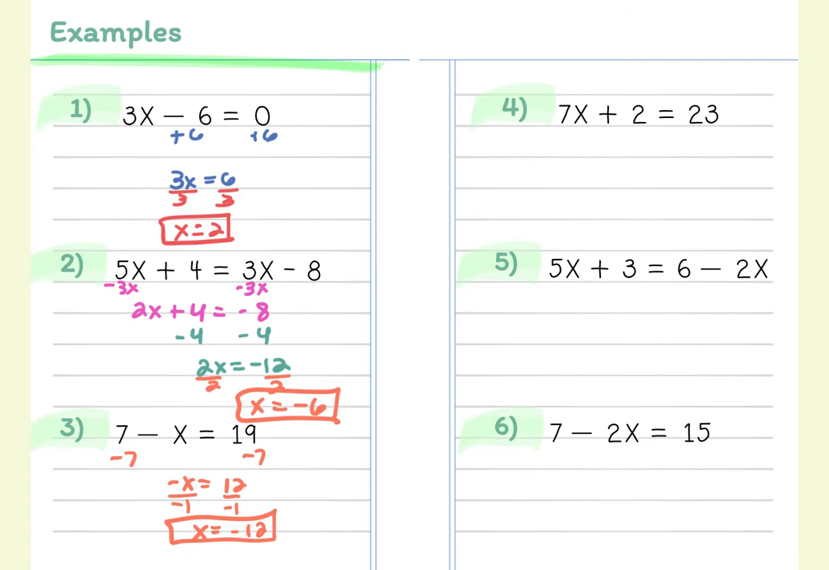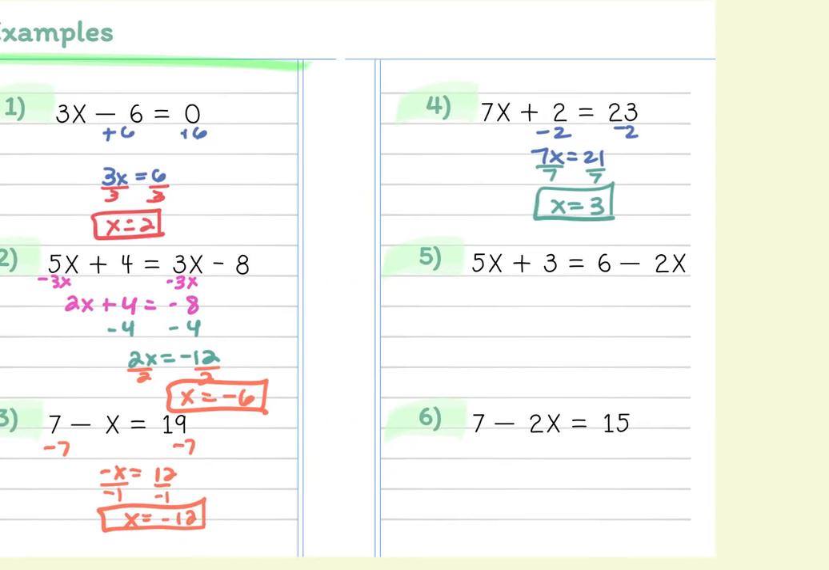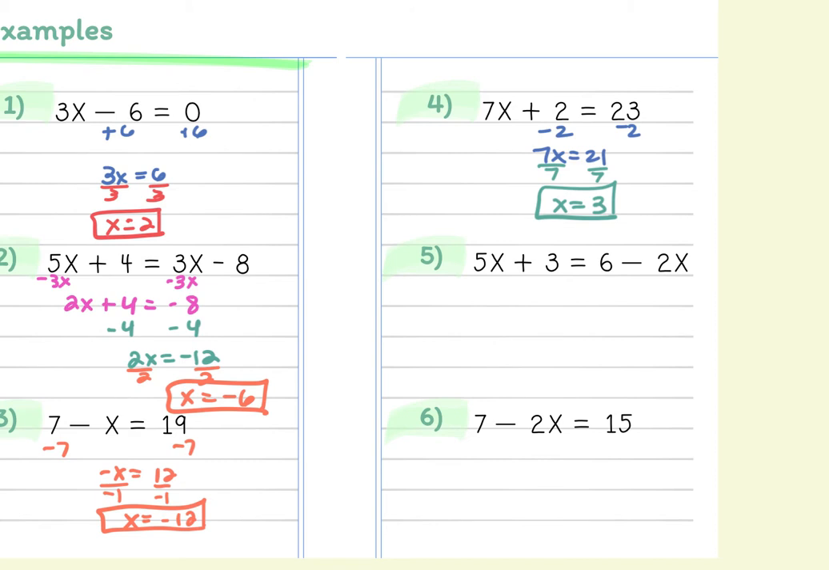Questions so far? All right, 4, we're going to subtract the 2. 7x would equal 21, and then divide both sides by 7, and x equals 3. 5 is the first one that has 2 variables on it, but they are the same variable, which they will be throughout this section.